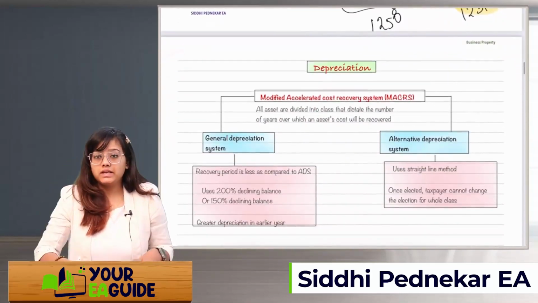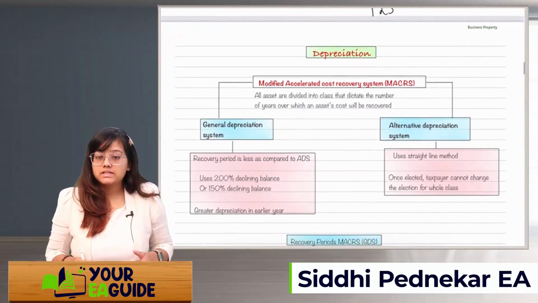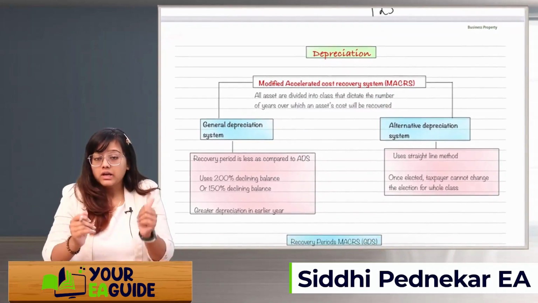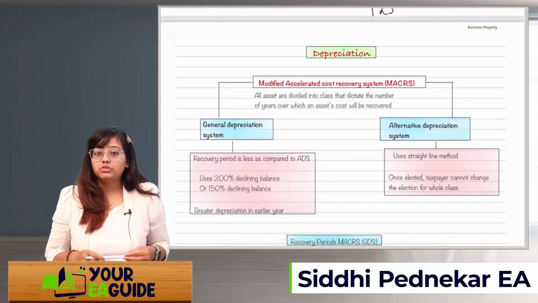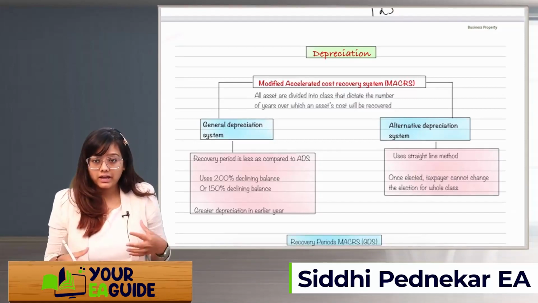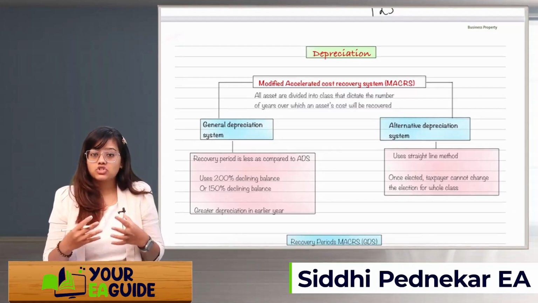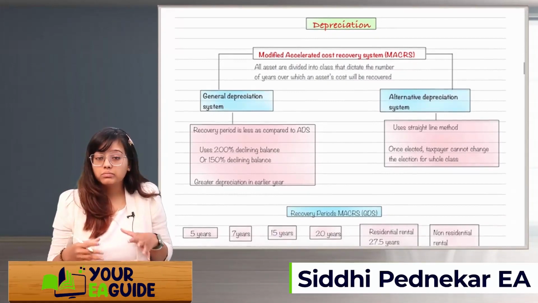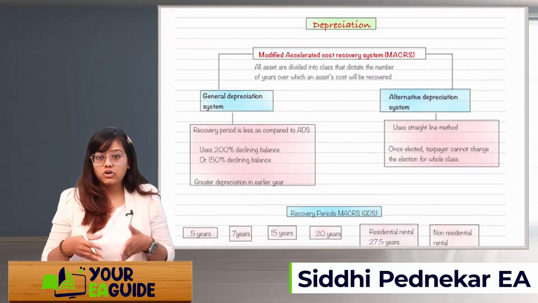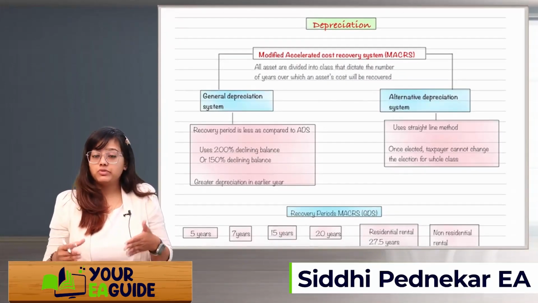Let's start with the next topic, that is depreciation. If I talk about the US tax laws, or according to the IRS, depreciation is charged according to the Modified Accelerated Cost Recovery System, which in short we call the MACRS method.